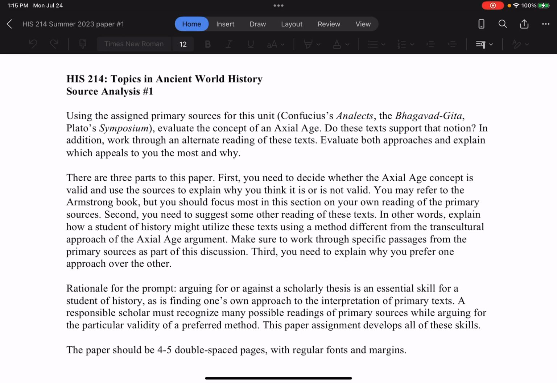The rationale for the prompt is that arguing for or against a scholarly thesis is an essential skill for a student of history, and Armstrong is giving us a scholarly thesis. But then, it's important also to develop your own strategies for reading primary sources. So I'm asking you to do both of those. It's somewhat of a complex assignment, but I think that this develops important skills for students of history, and really for students more generally. So if you have questions, there is always the live session, and you can ask these on discussion boards, but feel free to reach out to me personally as well. I'm happy to help. Thanks.